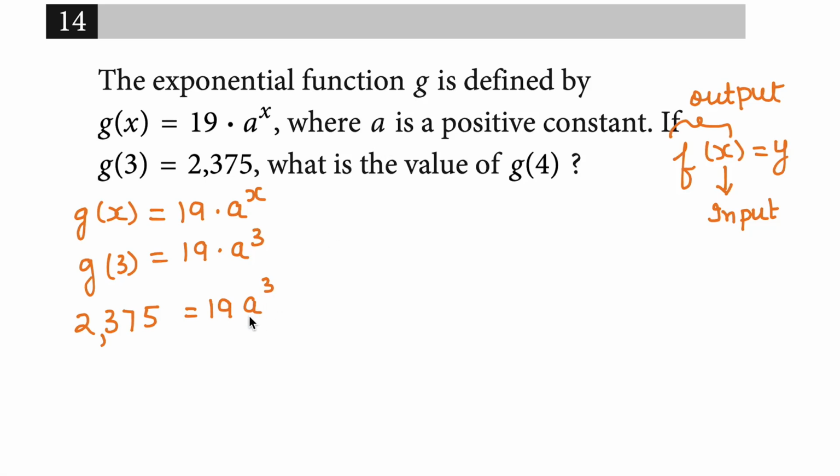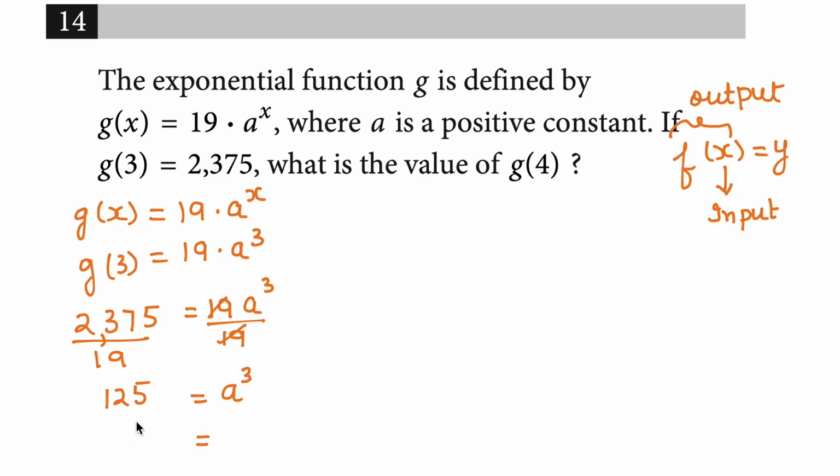Now to find a, we have to divide by 19 on both sides, because when we need to find the value of some variable, we first isolate it, right? So here 19 is multiplied with a cube. So first we will divide by 19 on both sides, and this 19 will be cancelled. So a cube is equal to 125.